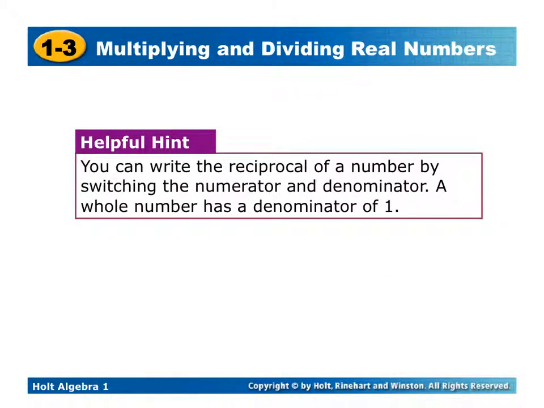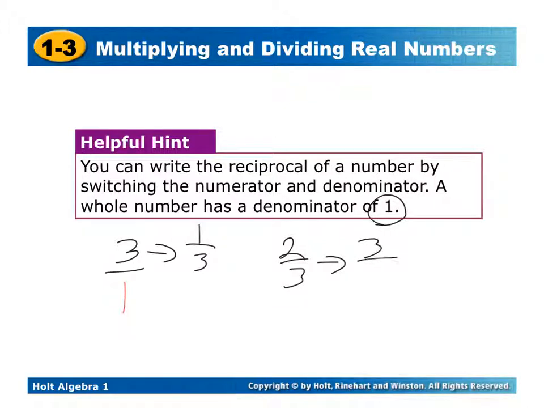So just a reminder that you can write the reciprocal of a number by switching the numerator and denominator. A whole number always has a denominator of 1. So for example, if I had 3, its reciprocal would be 1/3, because 3 is really the same thing as 3 over 1. Or if I had 2/3, I'm just going to flip it over, so this would become 3 over 2.